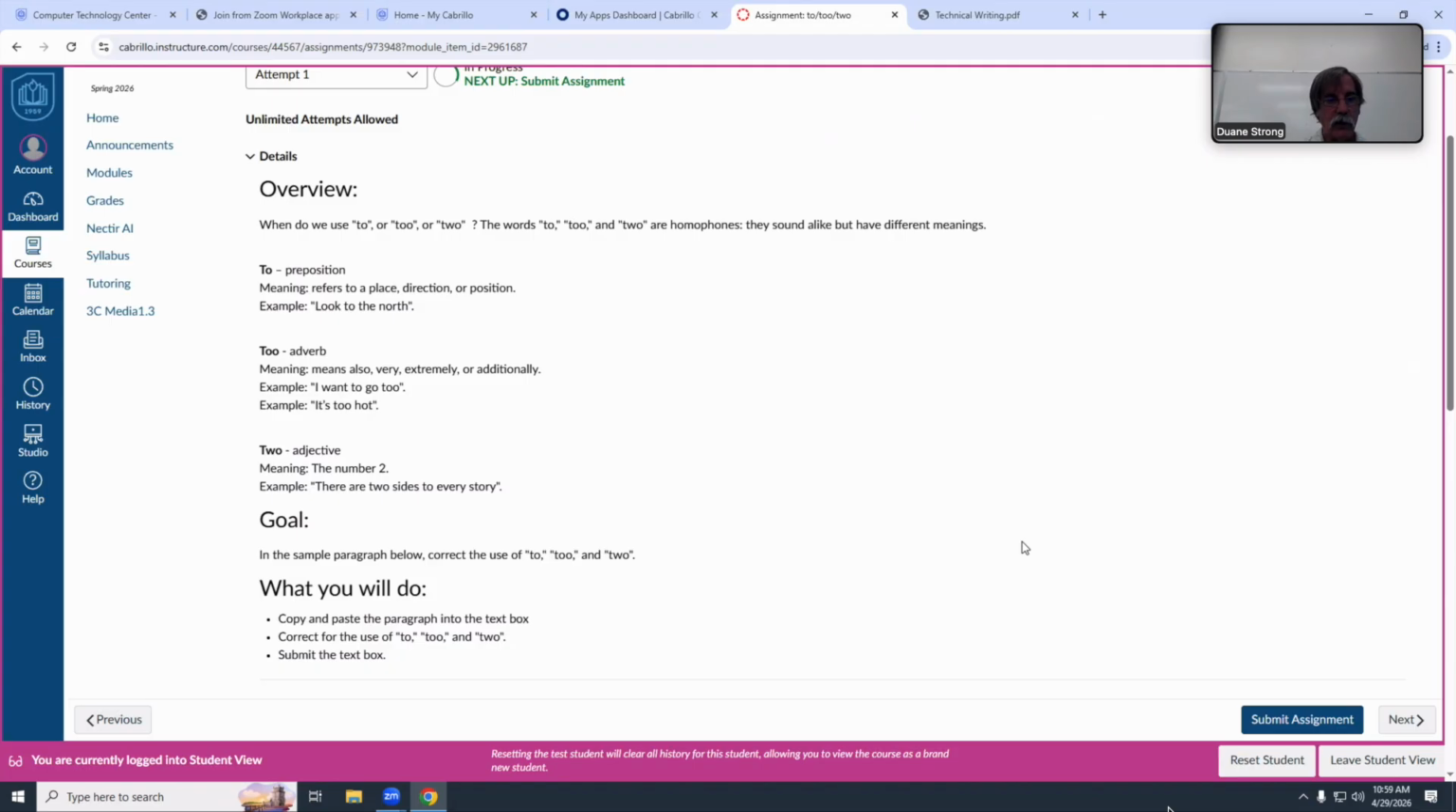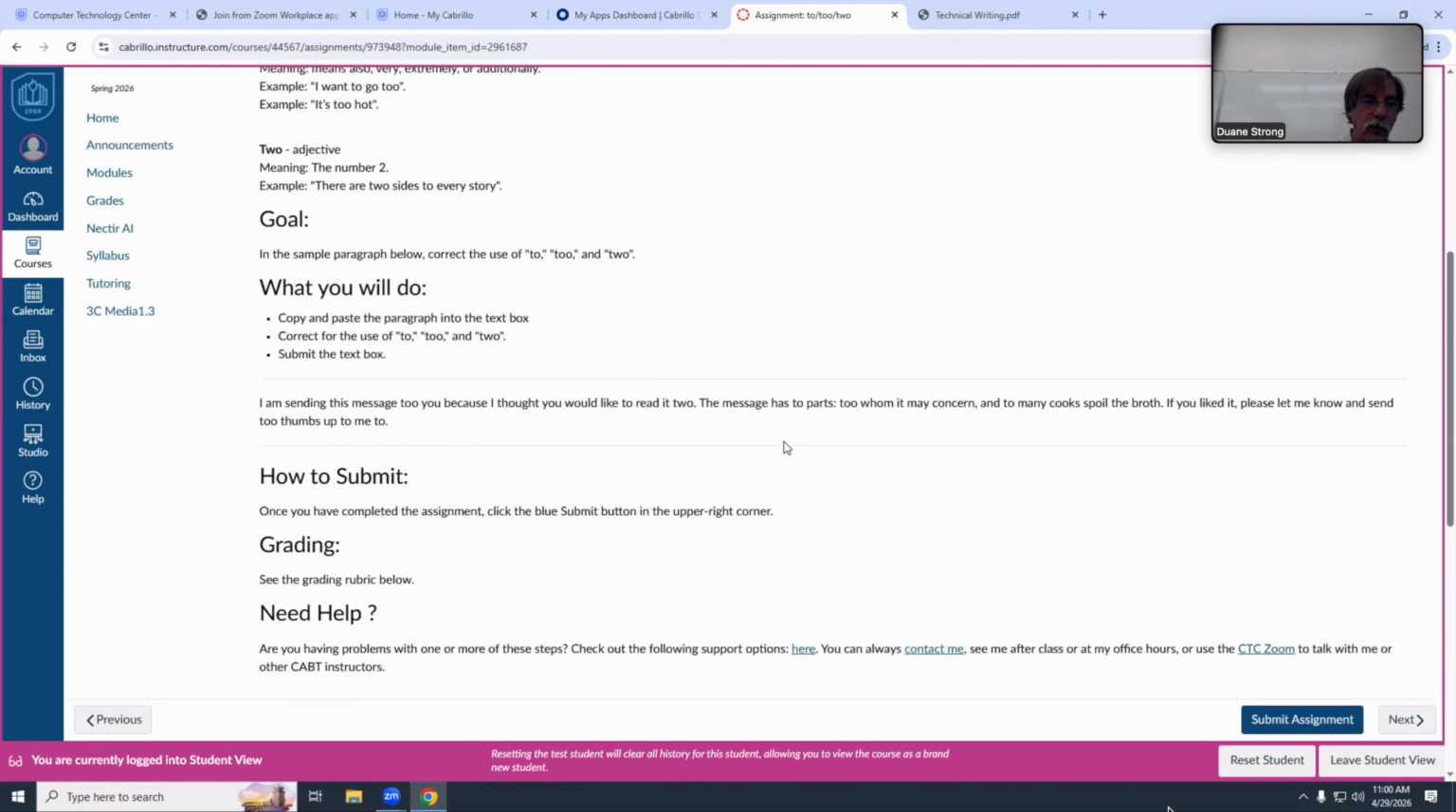Then we have too, T-O-O. That can mean a couple of different things. It can mean also, or extremely, or additionally. So it's an adverb. It modifies a verb, right? I want to go too, meaning also, or it's too hot, meaning extremely. And the last one is two, T-W-O, which is the number two. Technically it's an adjective. You're describing a noun, two apples. There are two sides to every story.